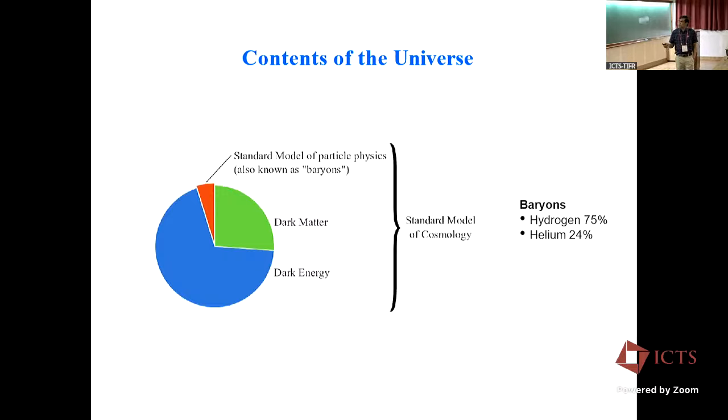And out of this 5%, the baryon, 75% in terms of weight is in the form of hydrogen. So whatever we know, most of it is actually made of hydrogen, and the rest, 24%, is helium, and the remaining 1% is higher elements, all the higher elements that we see. So that is the energy budget of our universe. So now you realize why hydrogen is so important. It is basically the dominating component of the known matter, the baryonic matter.